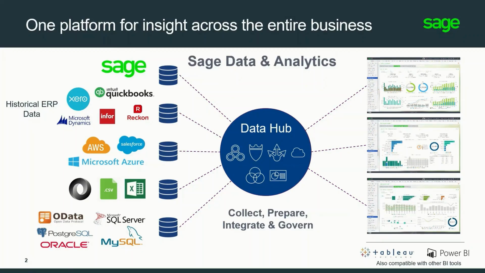With the data management component, you're going to be able to connect and collect data from any sources across the business. You'll have access to your ERP data, of course, whether it be Sage X3, Sage 100, Sage 300. You can connect to other data sources such as historical ERP data that may be residing in systems like Dynamics, Infor, or QuickBooks. That'll allow us to take historical data and display it alongside live data coming from your ERP system. We can connect to cloud data sources like Salesforce.